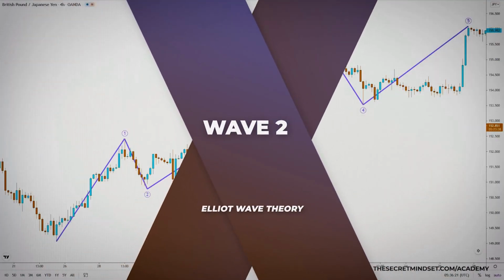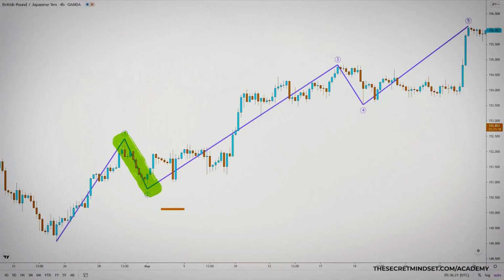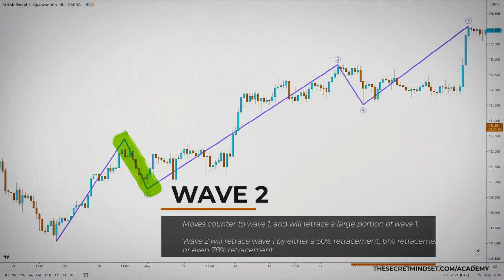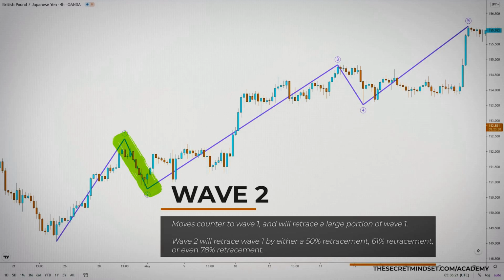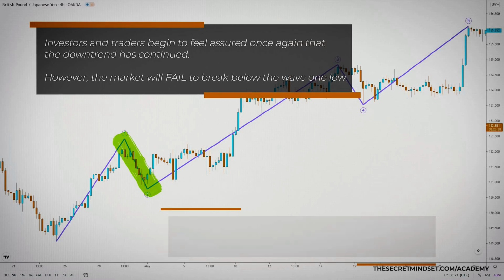After wave 1 completes, the next one in the sequence will be wave 2. Wave 2 will move counter to wave 1 and will retrace a large portion of wave 1. Often, wave 2 will retrace wave 1 by either a 50% retracement, a 61% retracement, or even a 78% retracement. During wave 2, investors and traders begin to feel assured once again that the downtrend has continued. However, the market will fail to break below the wave 1 low.